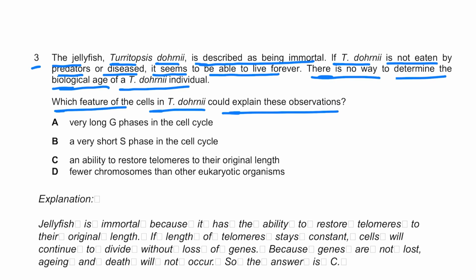Which feature of the cells in the T. dohrnii could explain these observations? An ability to restore telomeres to their original length is the answer. Right? Very long G phases? No, this could not be the answer. Long G phases do not help to prevent aging or death. Very short S phase? No. Fewer chromosomes than other eukaryotic organisms? No.